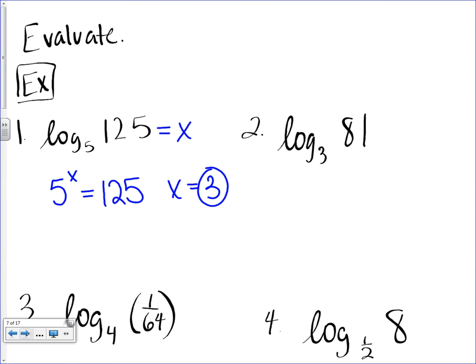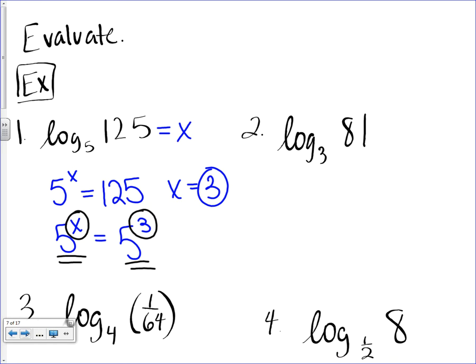Well, algebraically, why is that true? Because 5 to the x would be equal to 5 to the third, since 125 is 5 to the third. So you'll see that these bases are now equal, which means the exponents now have to be equal. And that tells me that x has to be equal to 3.